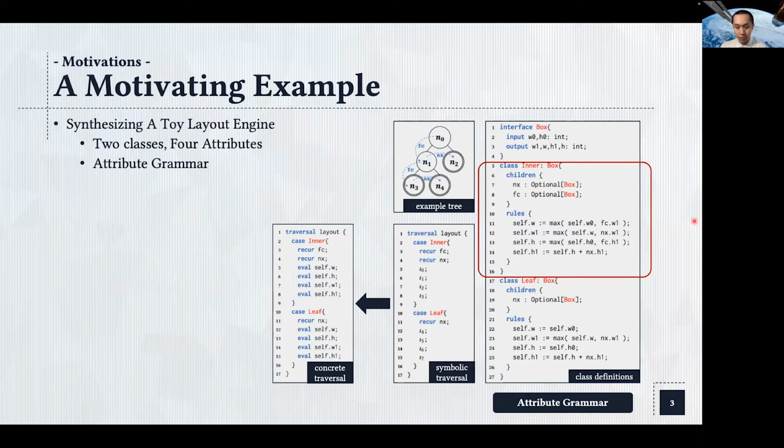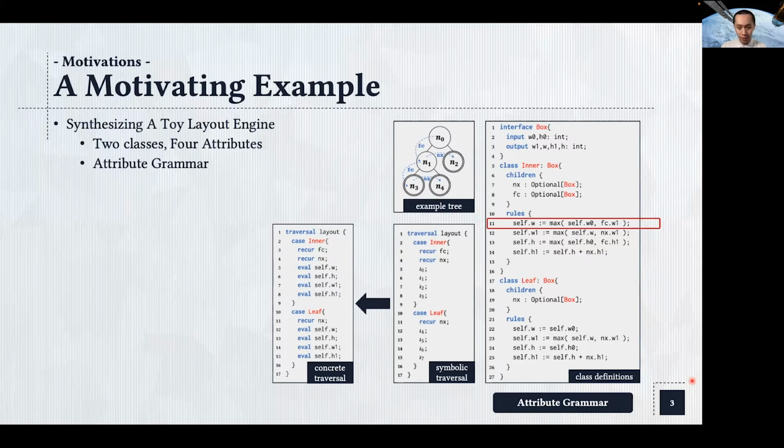Meanwhile, the rules subblock specifies the attributes of a node that needs to be computed. For example, the inner node has 4 different attributes that needs to be computed, namely W, W1, H, and H1. Here we borrow the notion of attribute grammar to guide the way every attribute is computed. Specifically, every attribute computation rule should be represented by an explicit expression. For example, in line 11, the W attribute of the current node is computed by taking the maximum value between the W0 attribute of itself and the W1 attribute of its first child.